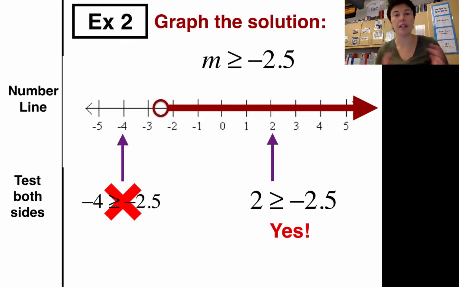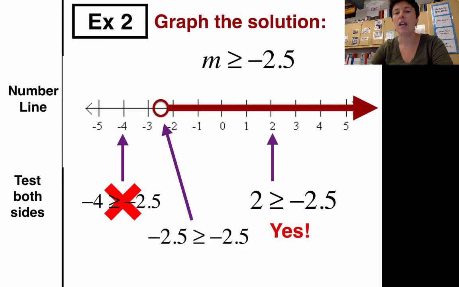The only thing I have left is I need to test the actual point that I circled. So negative 2.5 needs to be tested. And negative 2.5, the question is, is it greater than or equal to negative 2.5? And this time the answer is yes, it is equal to it, and there is an equal sign in our inequality. So instead of the empty hole like in the last example, I'm going to shade that hole in and darken it up so it's a solid point on the line.